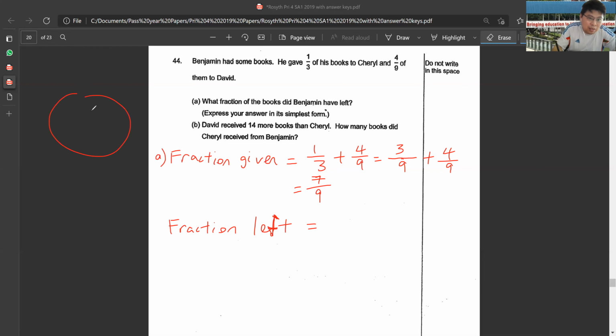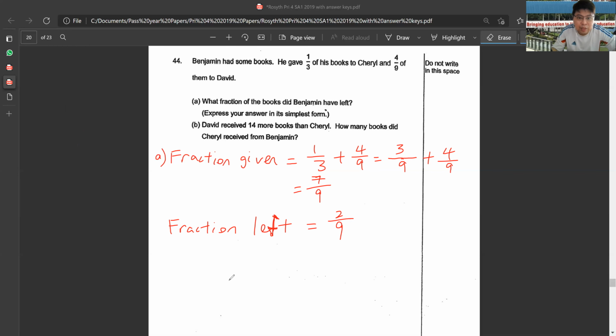Let's say there are 9 parts here, right? I gave away 7 over 9. 1, 2, 3, 4, 5, 6, 7. Can you see those are shaded? I gave away 7 over 9, so I left with 2 over 9. Get it now? That's why I asked you, I gave away 7 over 9, I left with how many? 2 over 9. So that's the fraction he has left.